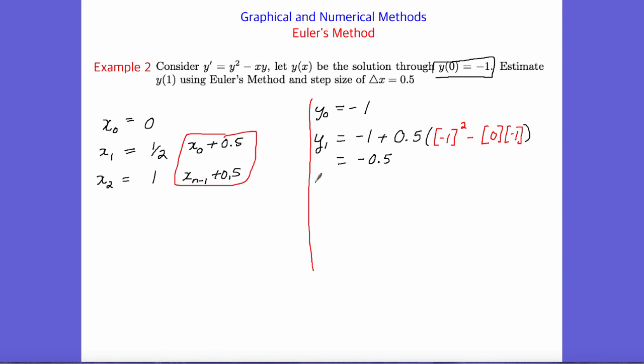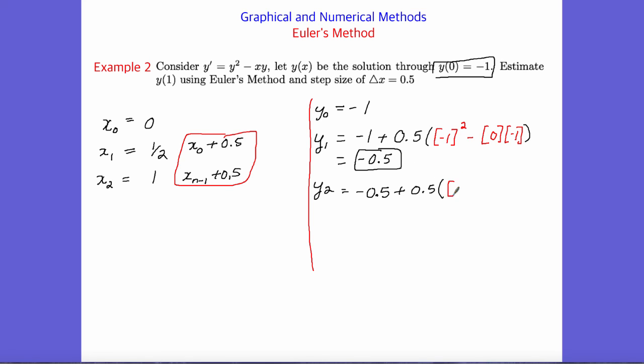If we want to go one more, so estimate y sub 2. So there's our estimation of y sub 1 right here. I'll do one more just for fun. You could take the previous y term, so it's -0.5, plus the change in x times, now we would plug in our y1 and x1 values.